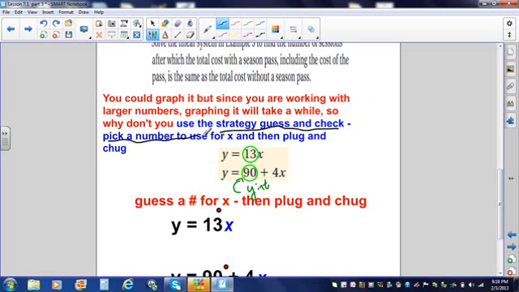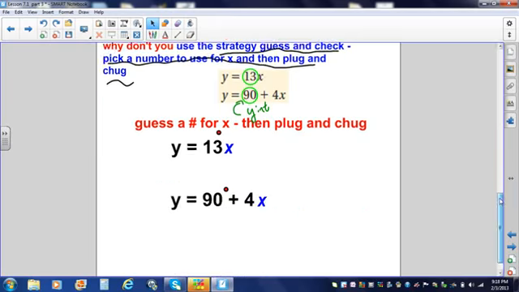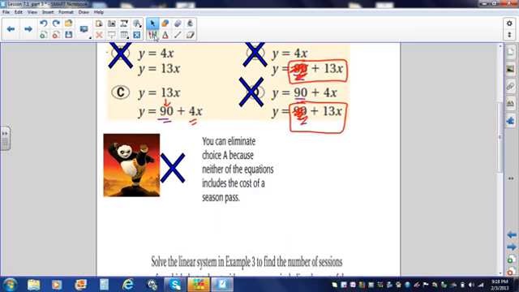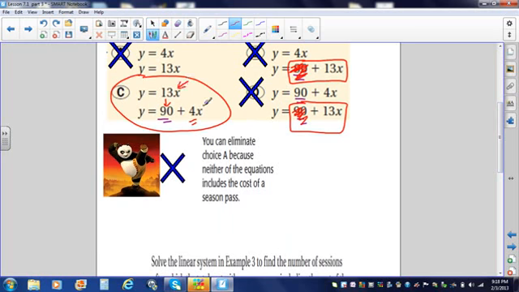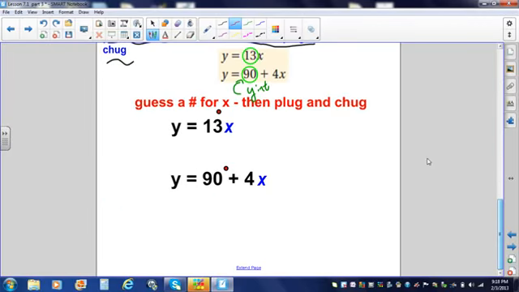We're going to pick a number, use it for x, then we're going to plug and chug. So we said this is the correct system. So let's guess and check, plug and chug for x. I'm just going to randomly guess, and I'm going to start with 10. Why am I starting with 10? It ends with 0. Numbers that end with 0 are easy to use. So please write down the system of linear equations on your paper. Y equals 13x, and write y equals 90 plus 4x.